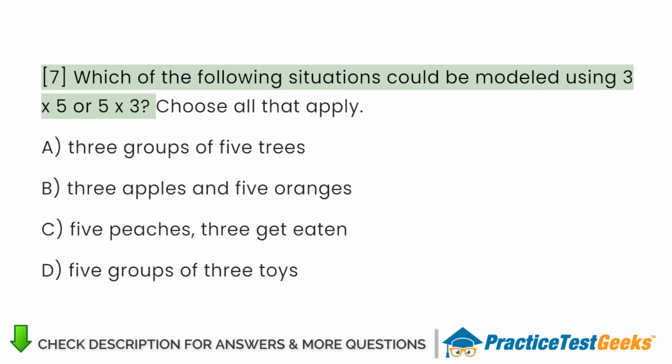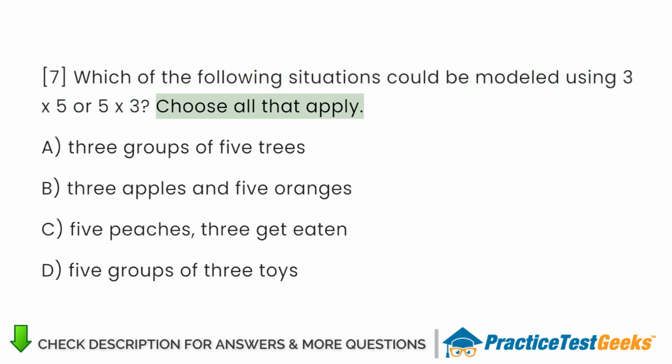Which of the following situations could be modeled using 3x5 or 5x3? Choose all that apply. A. 3 groups of 5 trees. B. 3 apples and 5 oranges. C. 5 peaches, 3 get eaten. D. 5 groups of 3 toys.